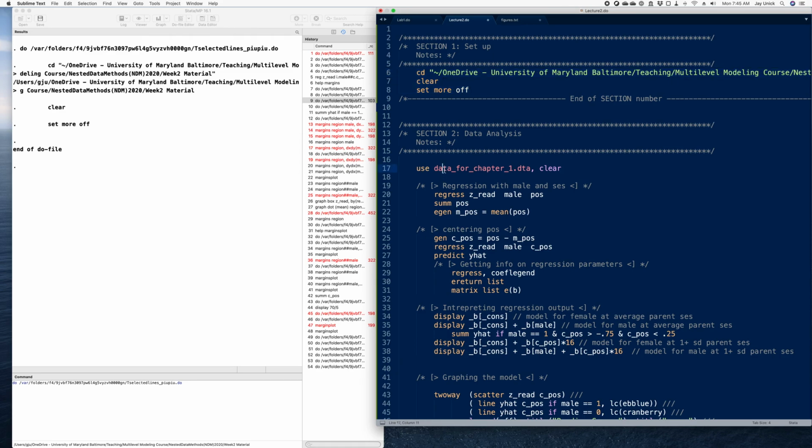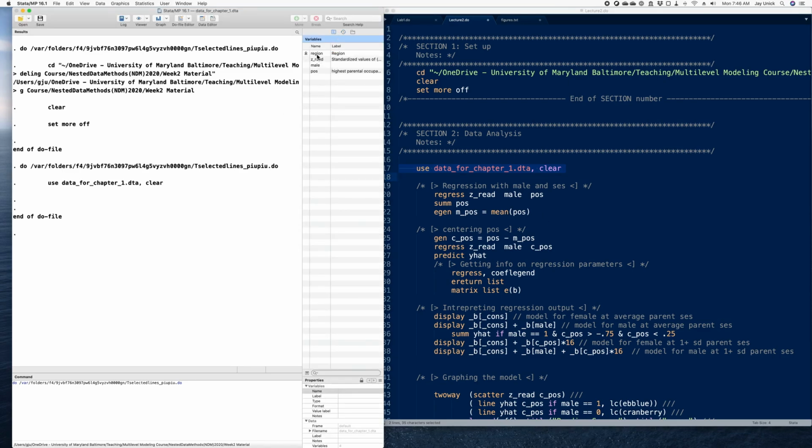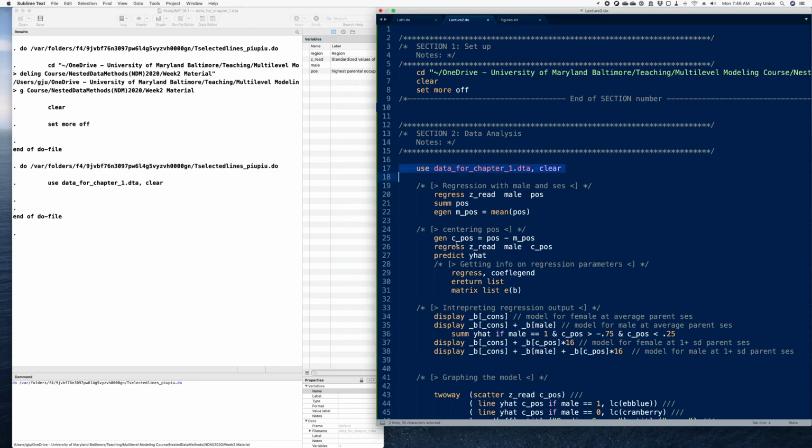We're going to use data for chapter 1, which is the name of the data that comes with the book. You can download that, or I've uploaded it to the same place where the do file is. So we have that data in. It includes 4 variables: the Z reading score, male, which is just the gender dichotomous variable, the highest parent's occupation, and region. And we'll get to region in a second. Here we're going to just use this. We've already done this stuff.